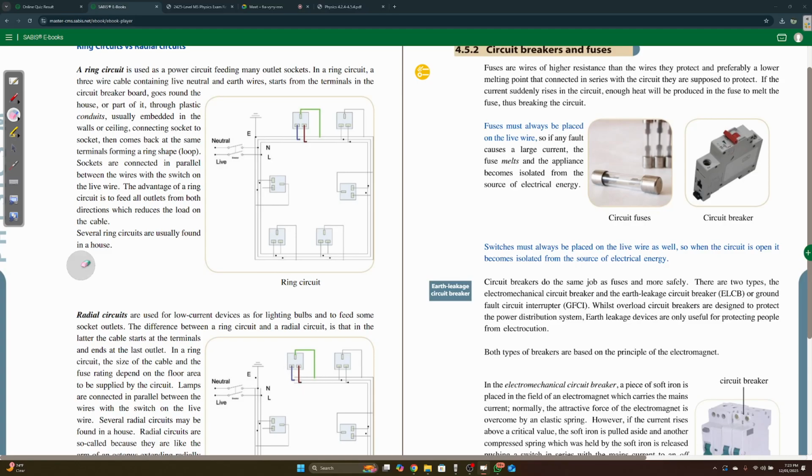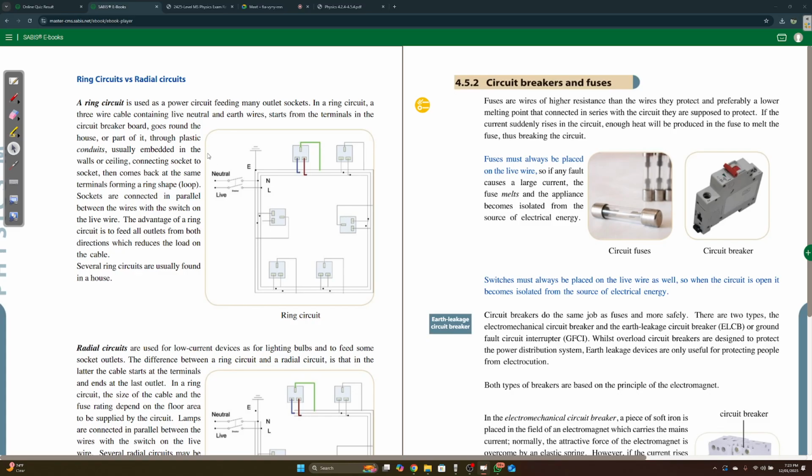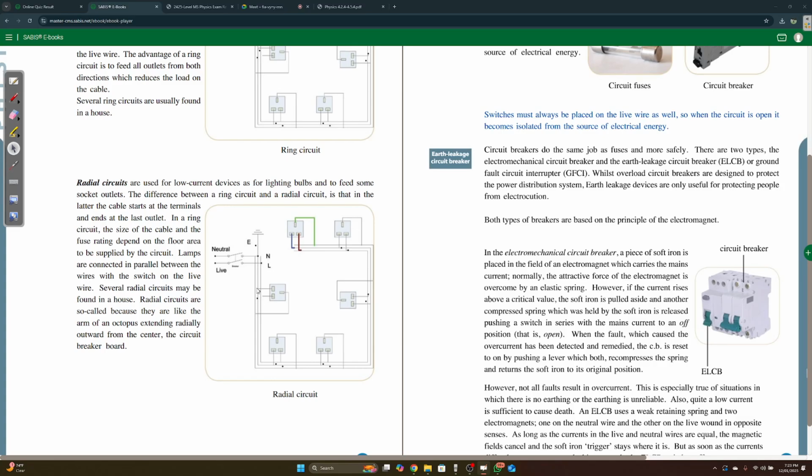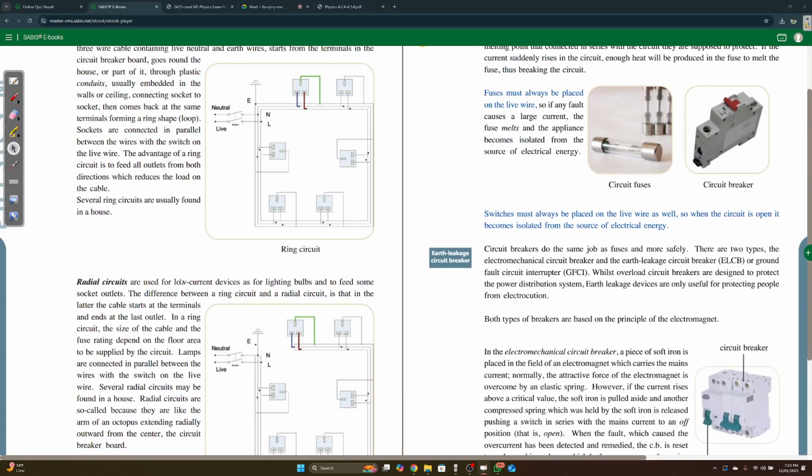It can't just skip this. Okay, so it reduces the load by feeding all directions. And what's the other one? It feeds many outlet sockets. They both feed many outlet sockets. This one goes one by one by one by one. This one can do many at once.